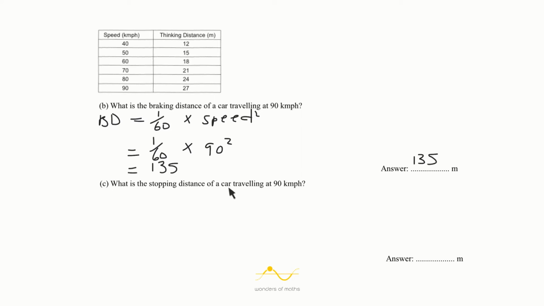What is the stopping distance of a car travelling at 90 kilometers per hour? If you think back to the beginning of the question, we know that the stopping distance is equal to the thinking distance plus the braking distance. To find what our thinking distance is, we can refer back to the table. At 90 kilometers an hour, the thinking distance is 27 meters. We can use our answer from the previous part for the braking distance, as we just figured out what the braking distance is of a car travelling at 90 kilometers an hour. So our full equation is 27 plus 135, which gives us a final answer of 162.